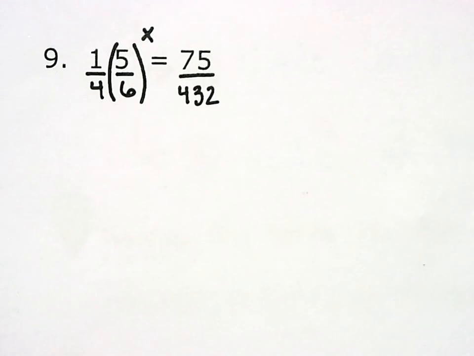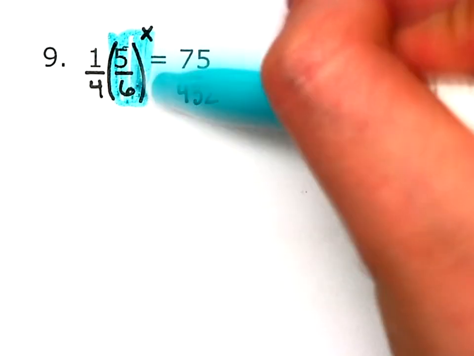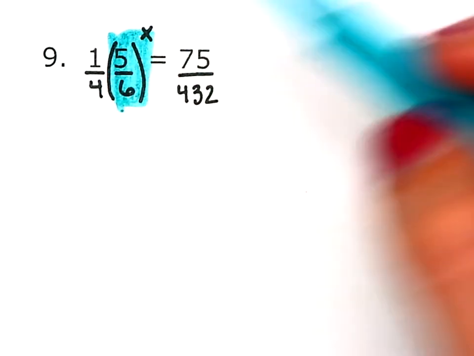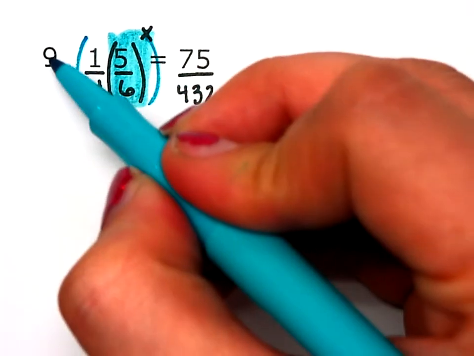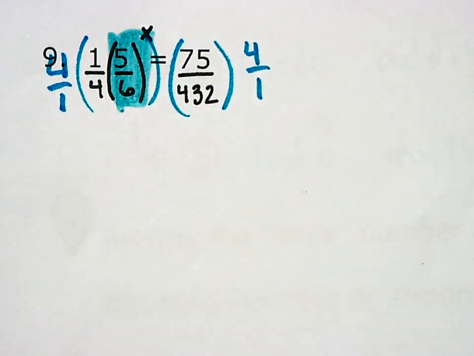All right, one more that I'm going to do live with you. It's this problem, nice and long. This is a good challenge one. So I've got 1/4 and then 5 over 6 to the x. So again, just because this one's a little tricky, I'm going to highlight the entire term that I want to isolate. So if I've got a times by 1/4, that's like dividing by 4. So I'm going to multiply both sides by the reciprocal in order to undo this times by 1/4. So I'm going to multiply this by 4 over 1, and I'm going to multiply this by 4 over 1.